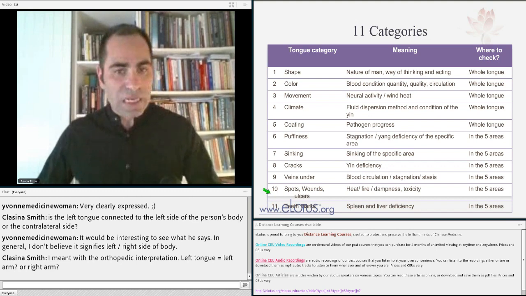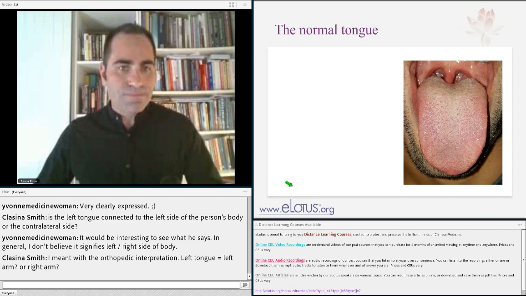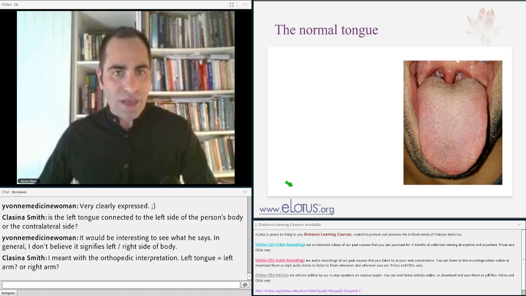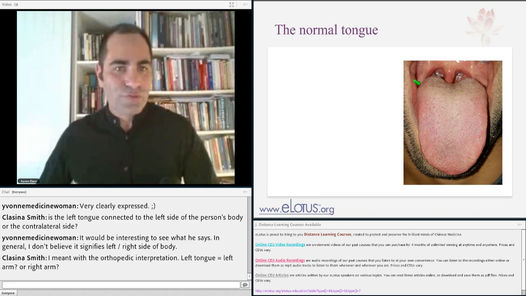So these are the 11 categories. I never saw a normal tongue, otherwise I would put it here, but this is the closest to what I saw.